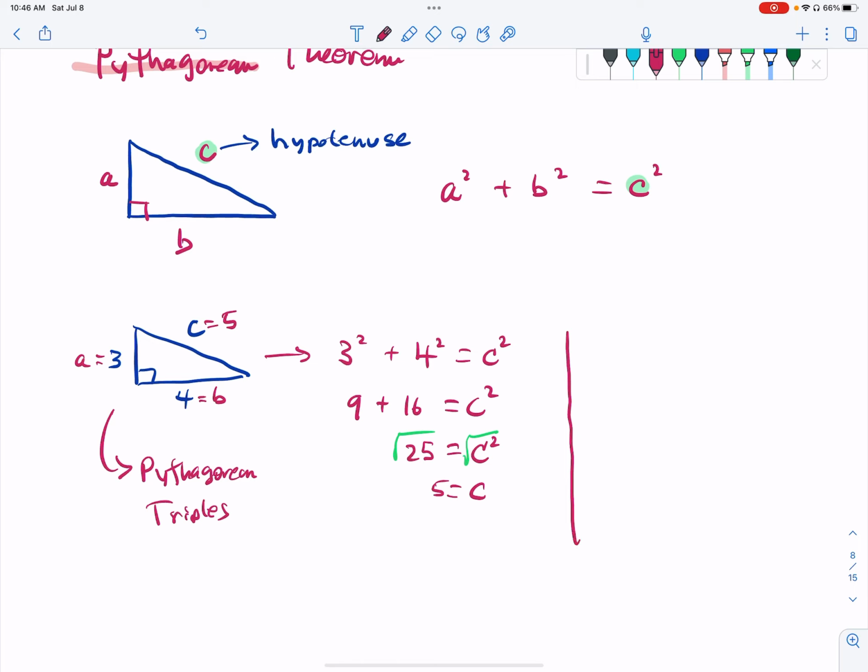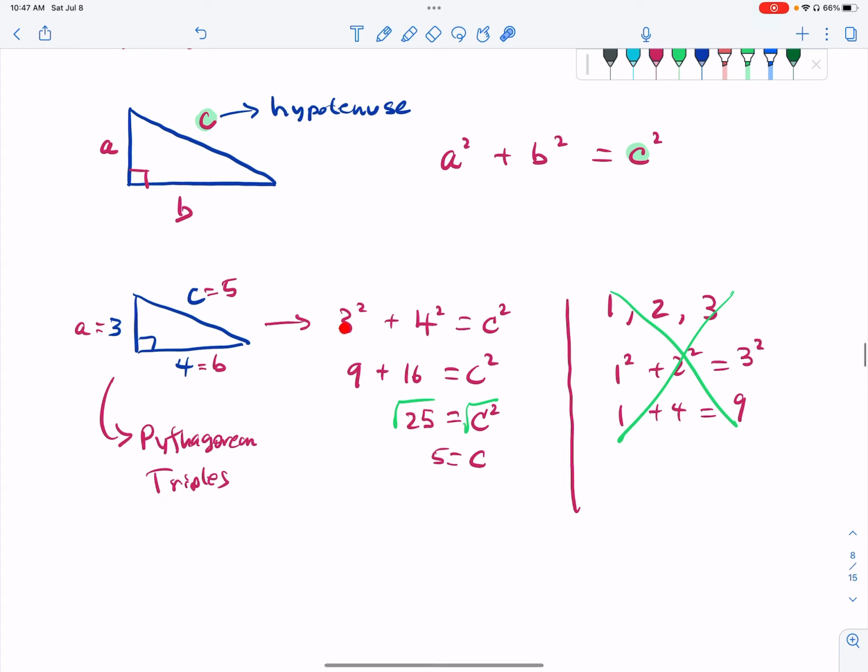So for example, would 1 and 2 and 3 work in the Pythagorean formula here? Let's just give it a try. If I try to put 1 squared plus 2 squared, is that equal to 3 squared? 1 squared is equal to 1, 2 squared is equal to 4, but 3 squared is equal to 9, and that absolutely does not work, right? So it's a very interesting, cool thing that happens whenever you have whole numbers that make up the sides of a right triangle. We call those things Pythagorean triples.